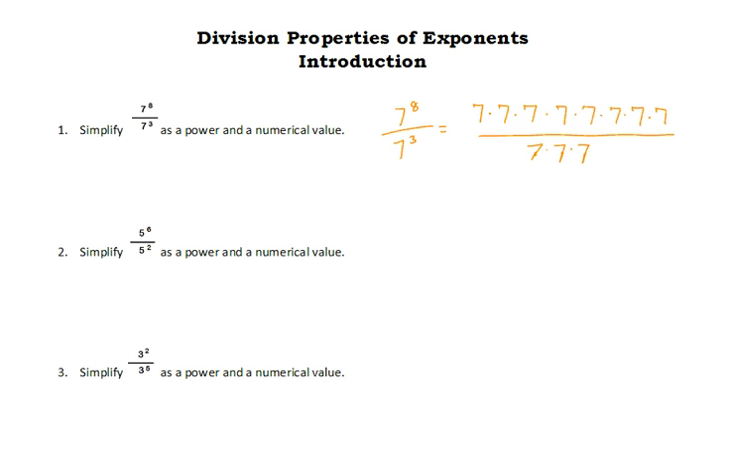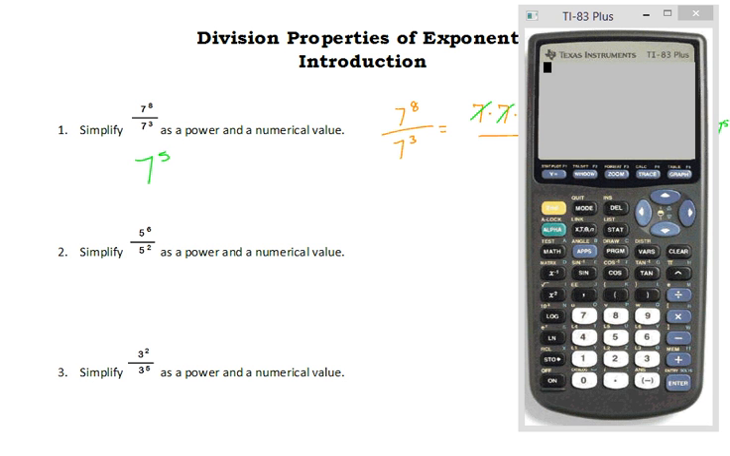We can go ahead and cancel out like factors. So these two 7s cancel, these two 7s cancel, and these two 7s cancel. Remember, if there's nothing in that denominator, we realize that we're still multiplying by a 1 down there. So what do we have left over? 7 to the 5th over 1, or just 7 to the 5th. So we're supposed to simplify this as a power of 7 to the 5th and a numerical value.